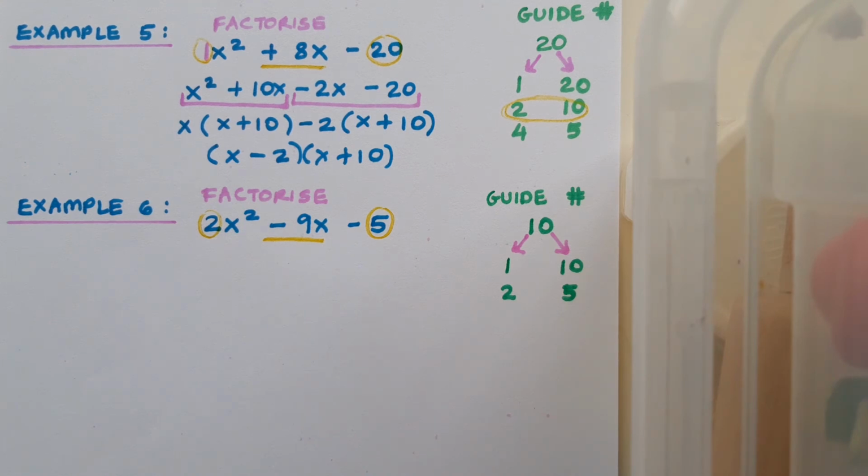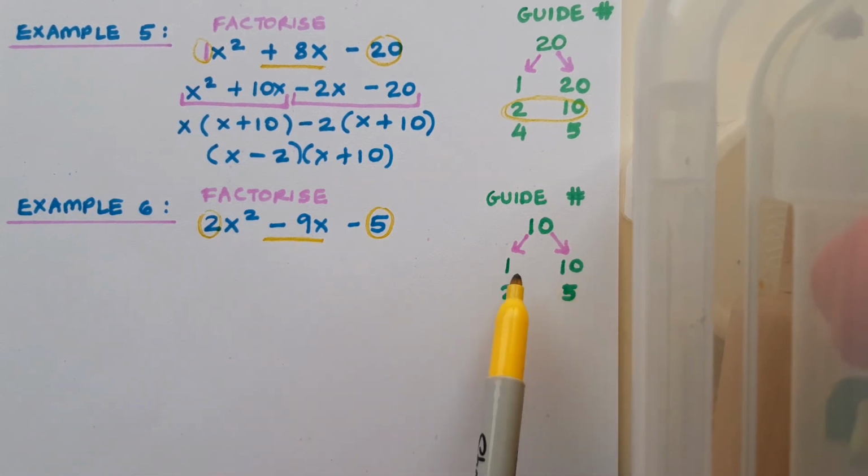So how can I get minus 9 from these factors of 10? Well, 2 and 5, I don't think I can manage it. If I add them, I'd get 7. If I subtract them, I'd get 3 or minus 3. It's not going to happen. What about the 1 and the 10? Well, if I add them, I'm getting 11. But if I subtract, I can get minus 9.